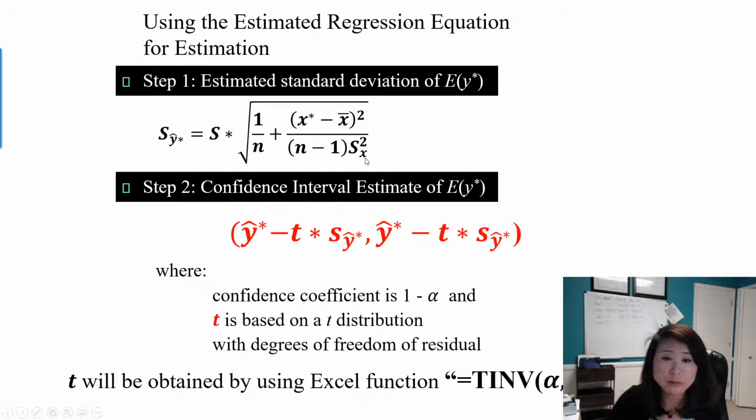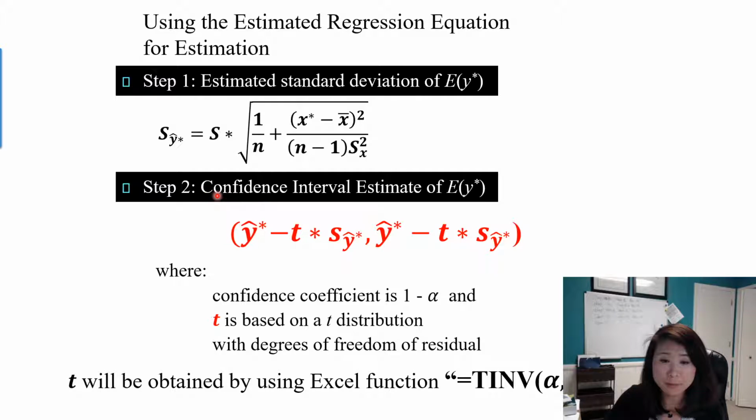The reason we have the subscript x is because in the simple linear regression model, we have an x variable and a y variable. Here they emphasize that this sample variance is for the x variable, not for the y variable. After you follow this equation to calculate the estimated standard deviation of the mean of y, we're going to use this value to finish our second step.